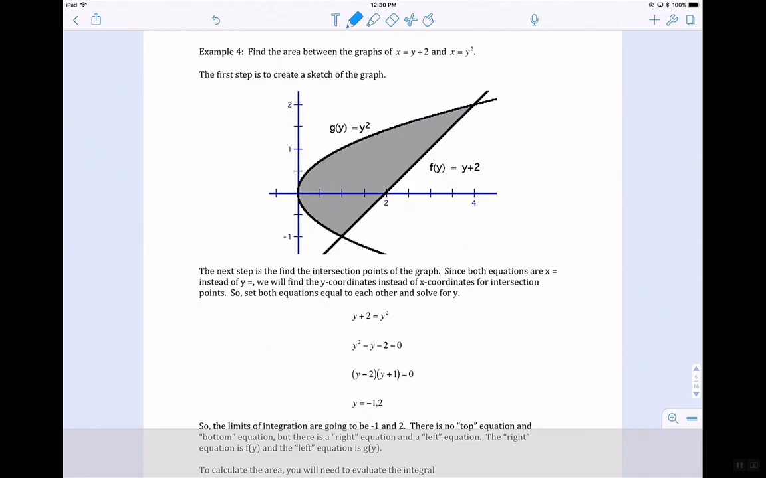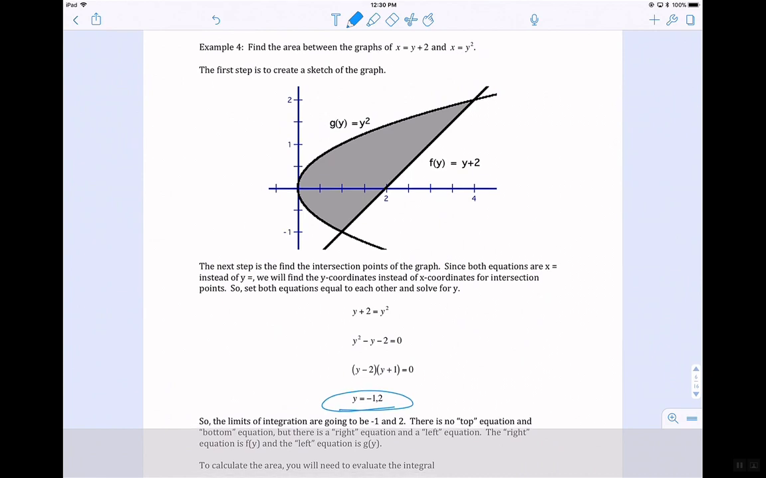I can set my equations equal to each other and solve, so I get negative 1 and 2 are my y values. The way this changes is that inside the integral, the integrand, are going to be y variables, and then you're going to integrate dy.